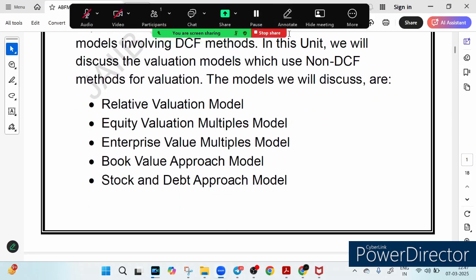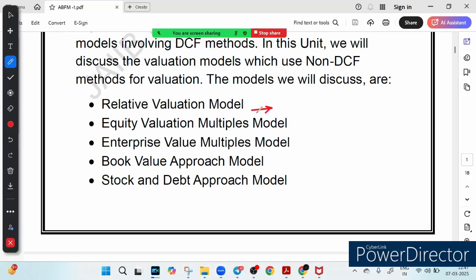So in the relative valuation model, what we do is comparison. We compare a company's value with others in the same industry. Then we have the equity valuation multiple model, where we look at key financial ratios to determine the value. There are some ratios we will discuss in detail; I am just giving you an overview. Then we have the enterprise value model, which is basically a deeper look at how much the entire company is worth.